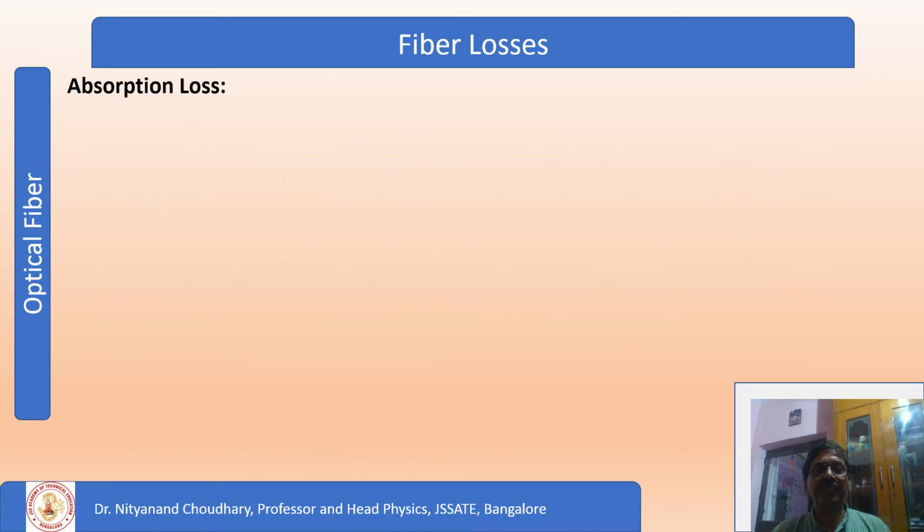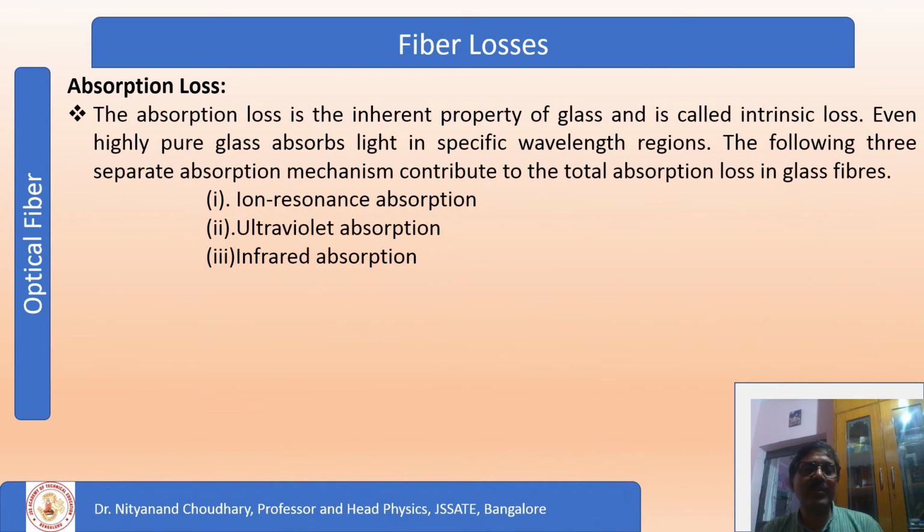Let us see next. Now here we have the absorption loss. What do we mean by absorption loss? Even the purest material, whether it is silica or any other material, when light passes through it, because of the nature of that material some part of the light is absorbed, and that is called absorption loss. If it is absorbed purely by the glass of which the core is made, that is called intrinsic loss. But if there are other impurities in the glass, then we may have other causes also.